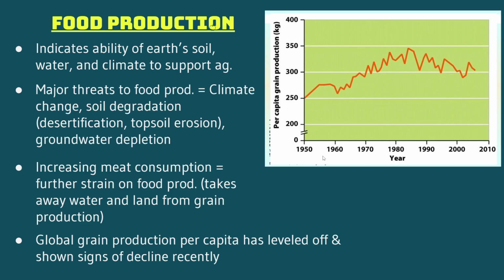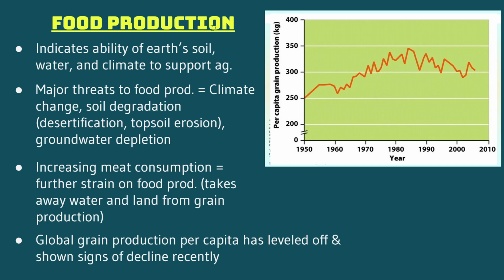This indicates how much grain is produced divided by the total number of people on Earth. As you can see, it peaked in the late 80s and it's starting to actually decline now. This is a really big concern because a huge portion of the world's population, around 2 billion people, rely on rice for the majority of their calories. That is one of our staple grains globally.